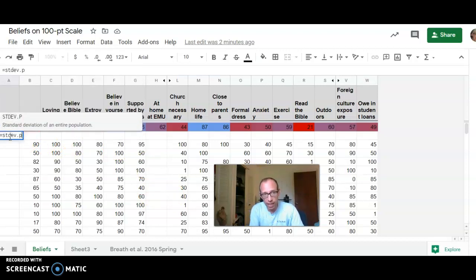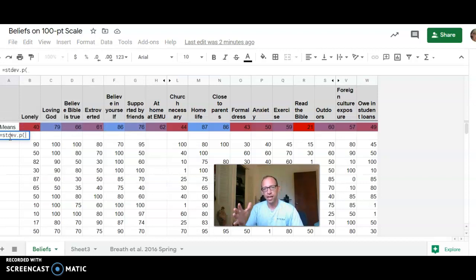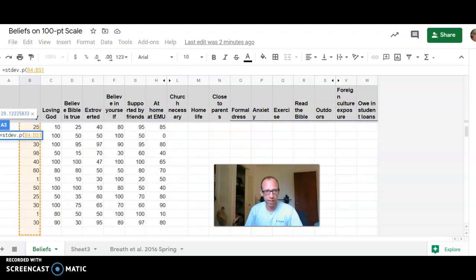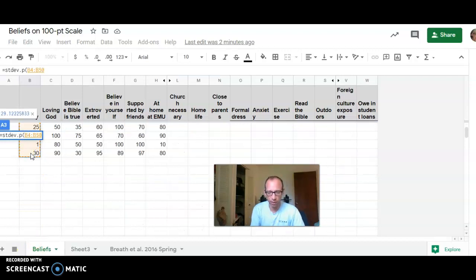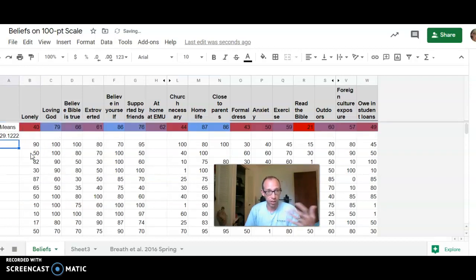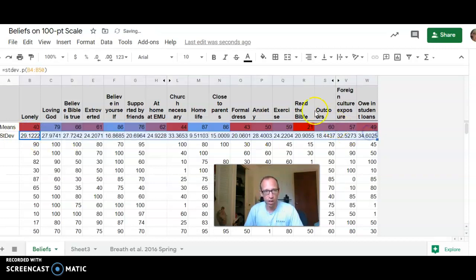And I'm going to do it P, population, because if I'm only concerned with these two classes here, not trying to generalize it to a larger population, I'm going to use an entire population. Oops, watch this. Grab that, press escape. That was one off in the formula. Okay, so now this is the standard deviation for lonely. Pull that across, just like before.